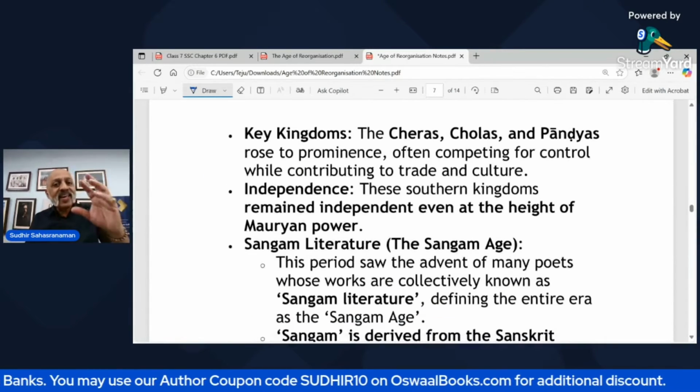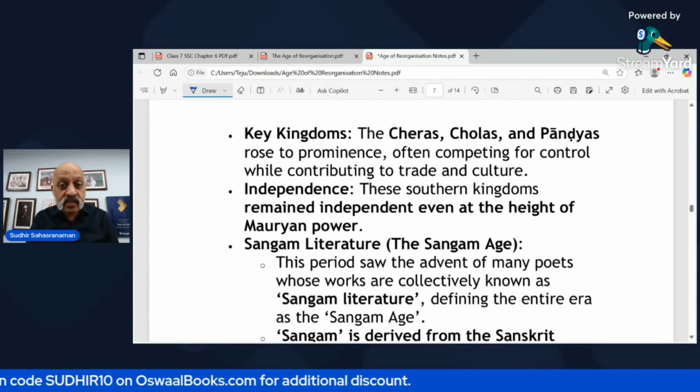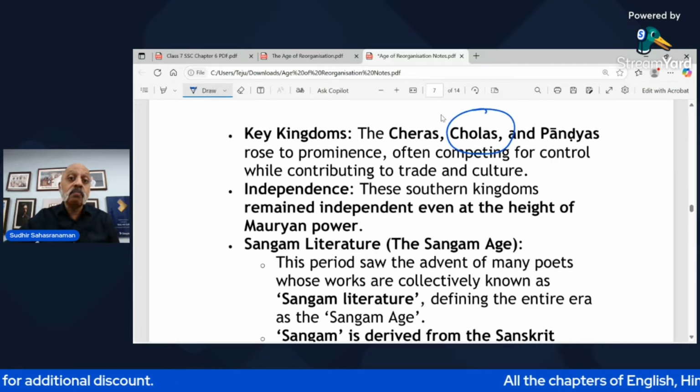Now, which were the key kingdoms that we need to look at? The first key kingdom was the Cheras, Cholas, and Pandyas. Among these, the Cholas are the most important.